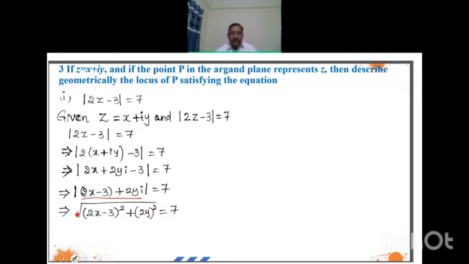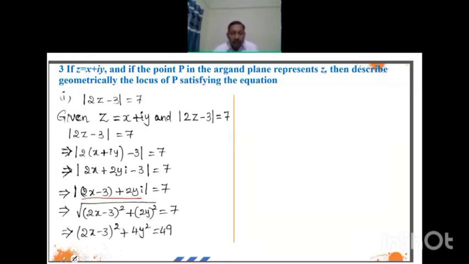Since modulus of z, if z is equal to x plus iy, we have mod z is equal to root over x square plus y square. But here 2z minus 3 is 2x minus 3 plus 2yi. Therefore modulus of this 2z minus 3 will be root over (2x minus 3) whole square plus (2y) whole square. So upon simplification and expansion, we get the locus.